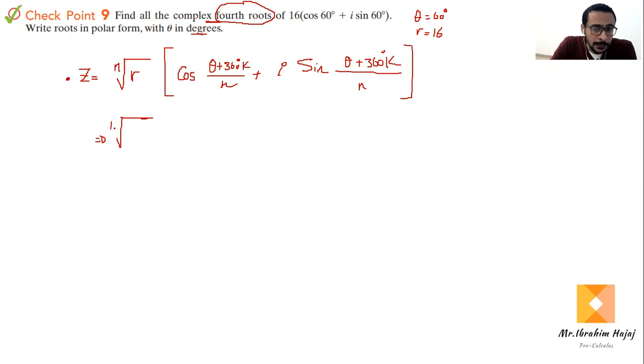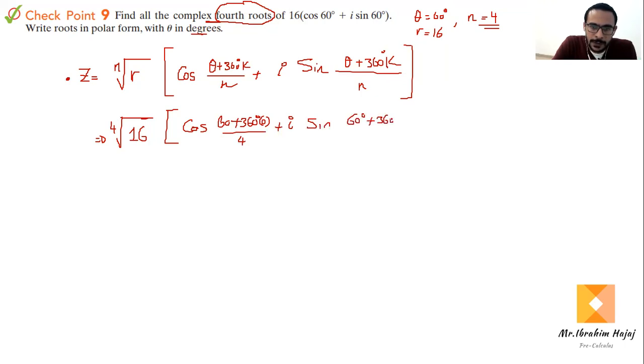The n here is 4. Find the fourth root, so n is 4. So the index is 4 of R, which is 16, into cosine theta, which is 60. Do it directly here, 60 plus 360 times 0, okay? And this all over 4, and then plus sine, I'm going to write it again, 60 degrees plus 360 times 0, and this all over 4. Yes. So what's the fourth root, Mr. Mahmoud, of 60?